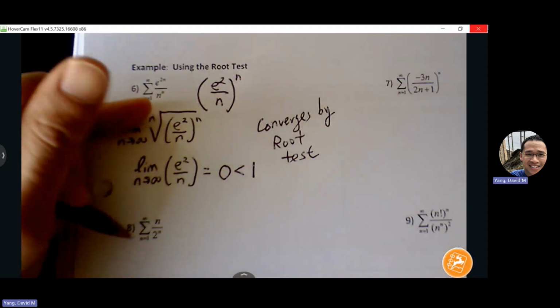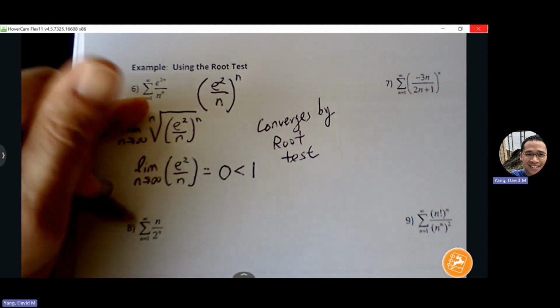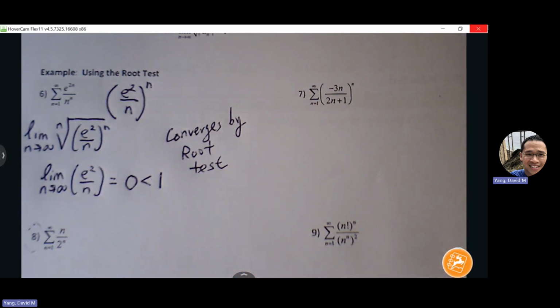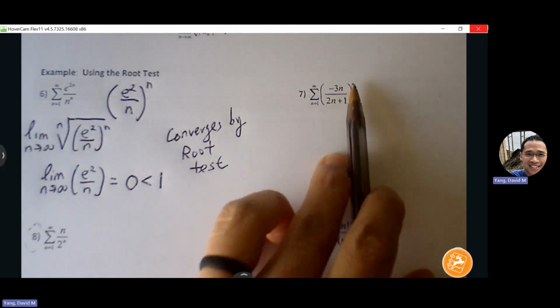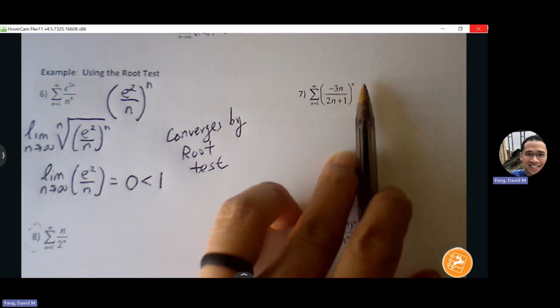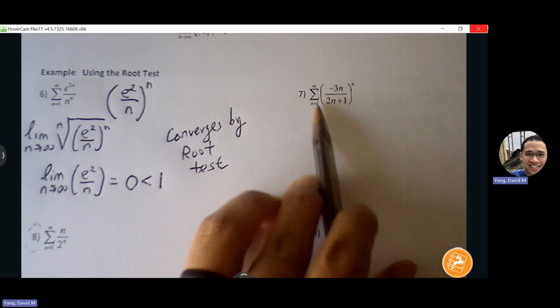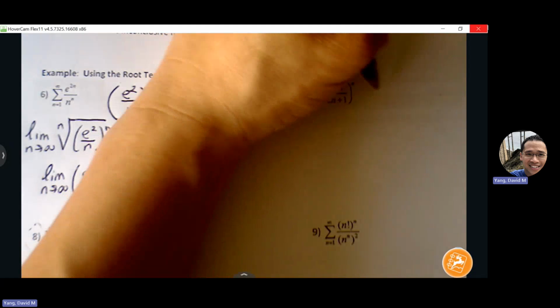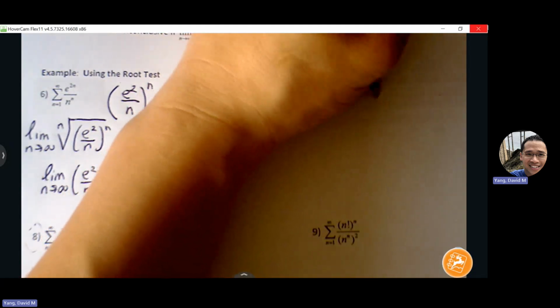Let me skip number 8. We'll do number 7, but we'll skip number 8 eventually. Hey, number 7 is kind of a giveaway, right? This whole expression is raised to the nth power. If I do the root test, I'm just dealing with what's inside here. So that makes it a nice, easy problem once we get that n out of the way.